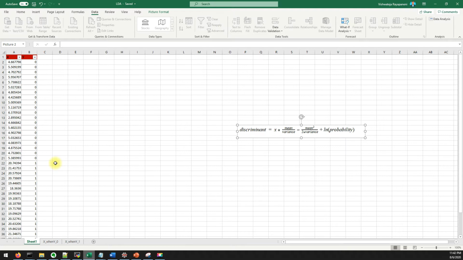If you're not aware of that, I made one video, so please go and watch it for more understanding. And this is the formula for the discriminant for LDA for classification. If you see the formula, it's very straightforward. We need to find the mean, variance, and the probability. It is straightforward, but the way we need to do it is a little bit different, which we'll do now.